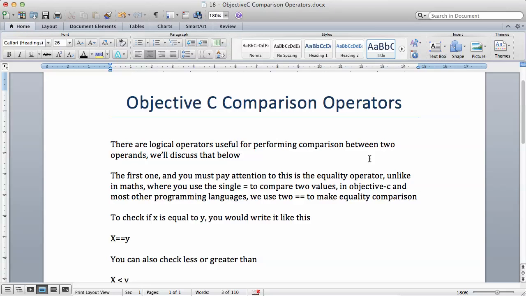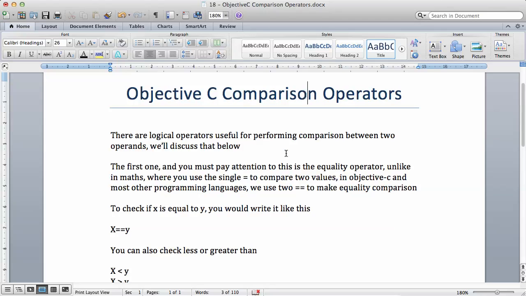In this video, we're going to be looking at the Objective-C comparison operators. They are logical operators that are useful for performing a comparison between two operands, just to check if two values are equal, or less or greater than each other. There are a lot of comparison operators that you can use, and we're going to discuss them below.